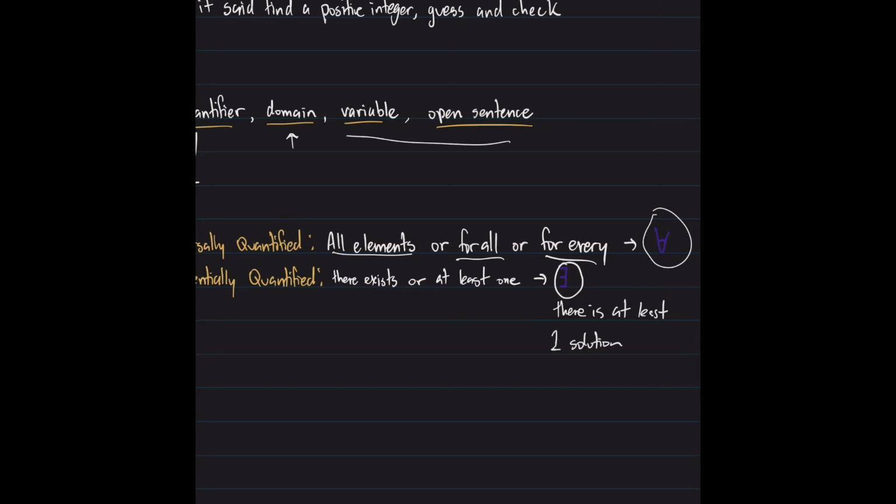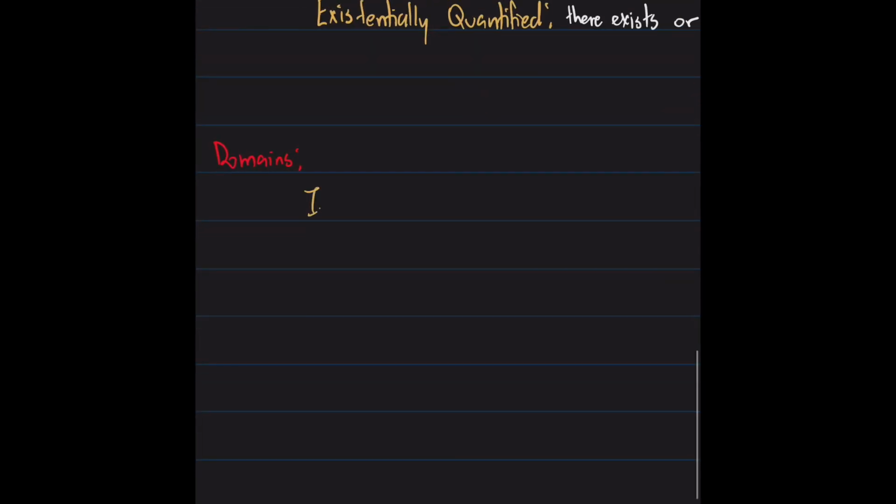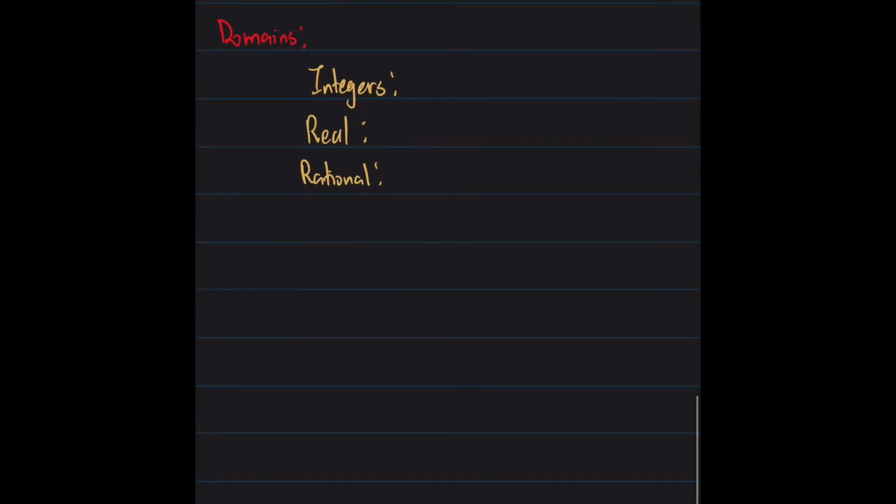Now let's talk about domains. These are going to be things that you've already seen before. For example, there are integers, real numbers, rational numbers, and natural numbers. These four are the big ones that you're going to see.